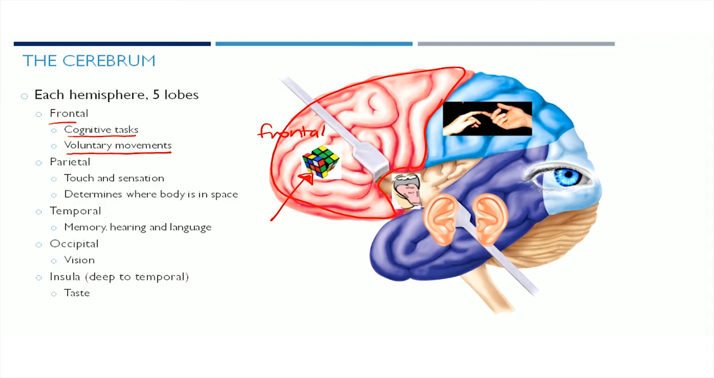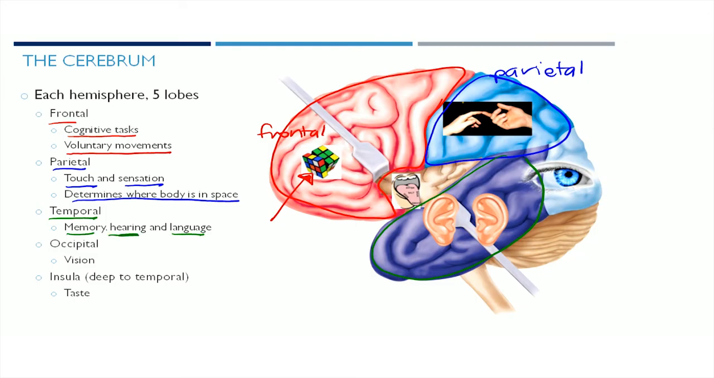At the back and top of the brain, we have what's called the parietal lobe. And this is involved in touch, sensation, and allows us to determine where our body is in space. So this is the parietal lobe there. We then have a temporal lobe. Our temporal lobe is this area here. It's involved in memory, and particularly in hearing and in language generation. And we have right at the back our occipital lobe, this area at the back here, which of course is involved in vision.